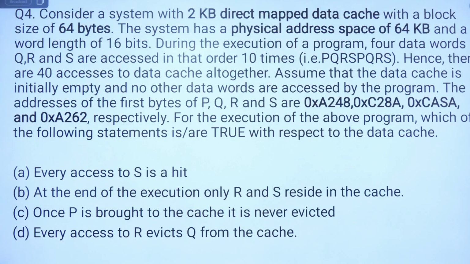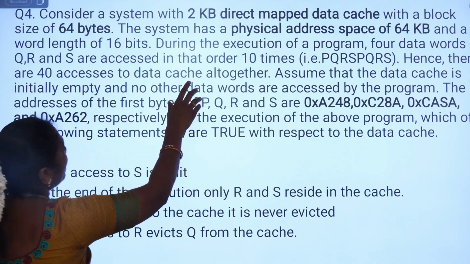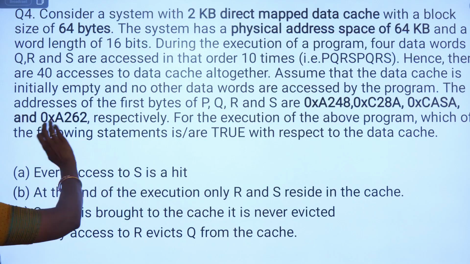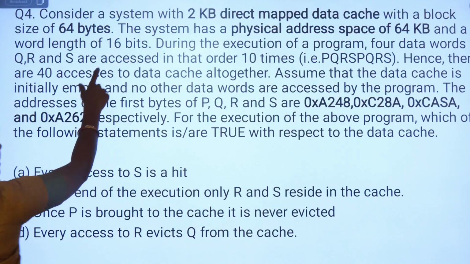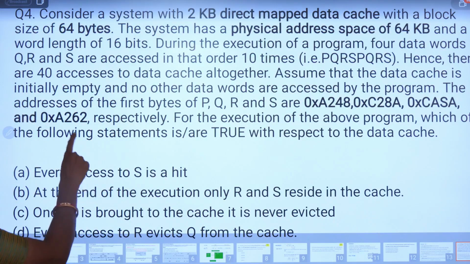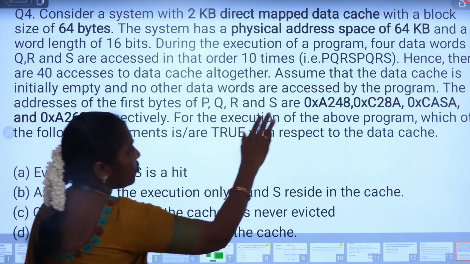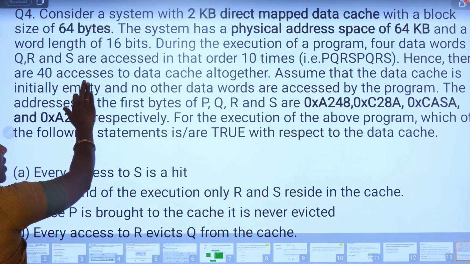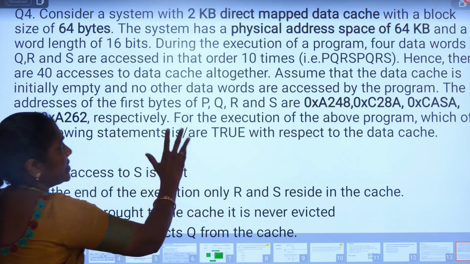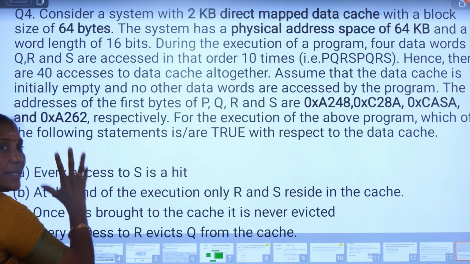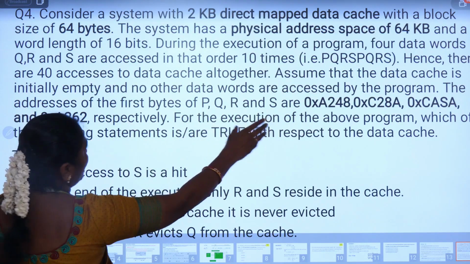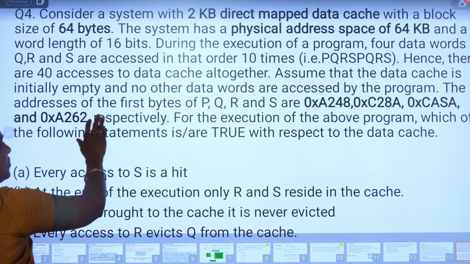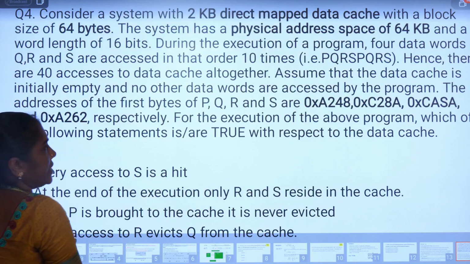And then the next one: we have a computer system with a 2 kilobyte direct mapped cache with a block size of 64 bytes. The system has a physical address space of 64 kilobytes and a word length of 16 bits. In the execution of the program, we have 4 data words, that is P, Q, R and S. These are accessed 10 times. While accessing, how many misses are we going to get? Here they assume the data cache is initially empty and no other data words are accessed by the program.